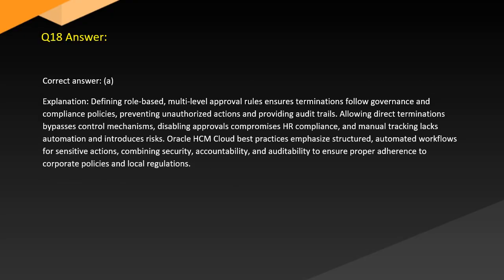Answer. Correct answer: A. Explanation. Defining role-based, multi-level approval rules ensures terminations follow governance and compliance policies, preventing unauthorized actions and providing audit trails. Allowing direct terminations bypasses control mechanisms, disabling approvals compromises HR compliance, and manual tracking lacks automation and introduces risks. Oracle HCM Cloud best practices emphasize structured, automated workflows for sensitive actions, combining security, accountability, and auditability to ensure proper adherence to corporate policies and local regulations.